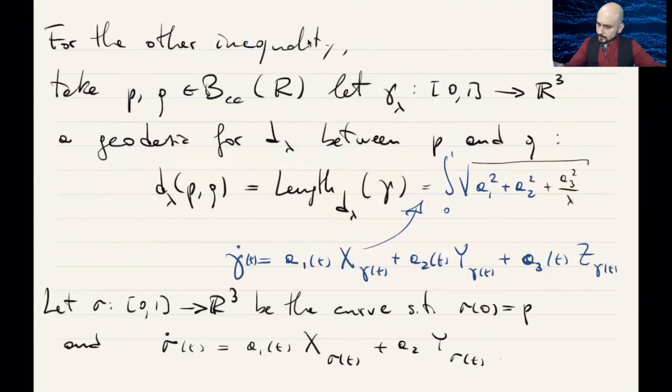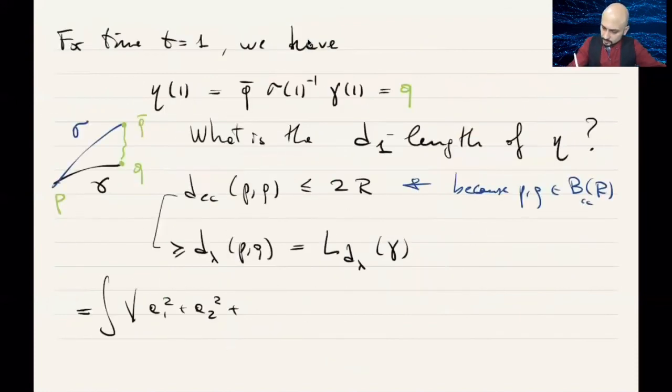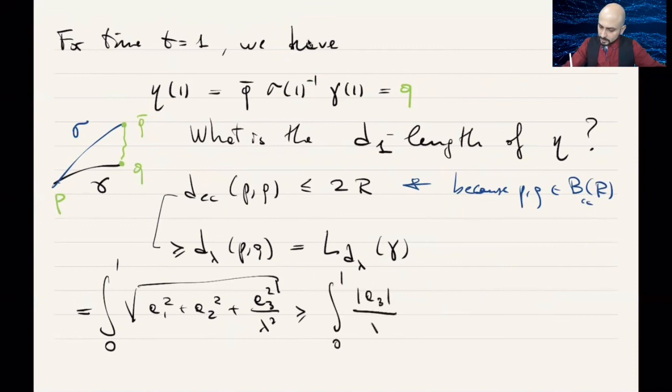But here there is a mistake. This cannot be lambda, because here one has to put the norm square of z. So let me correct. Hope you're following. So here we have to put a square. Okay, now it's correct. Sorry about this. So now this is going to be A3 square over lambda square integrated between 0 and 1. And of course, this integral is greater or equal than just the integral between 0 and 1 of the norm of A3 divided by lambda.